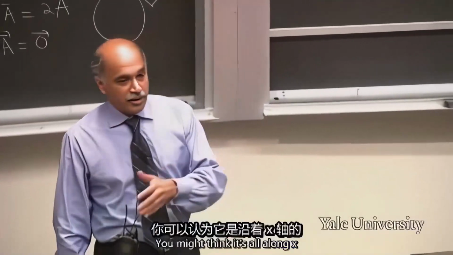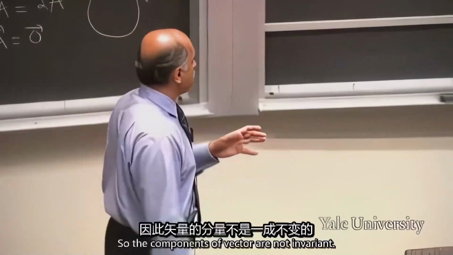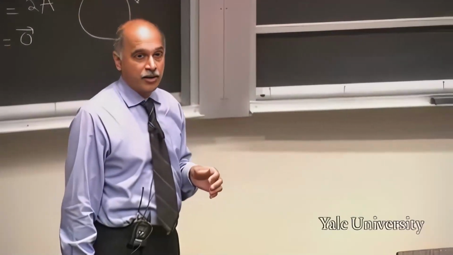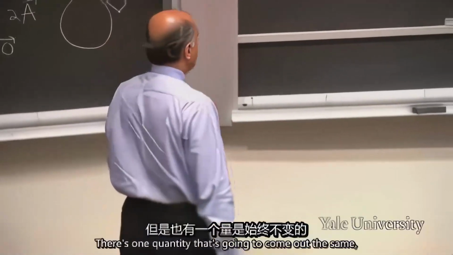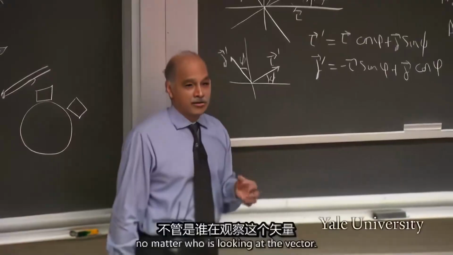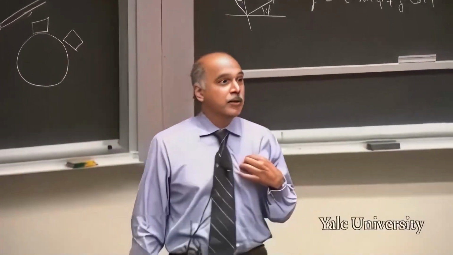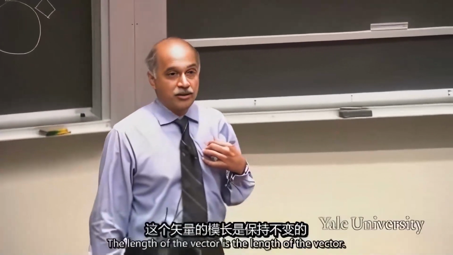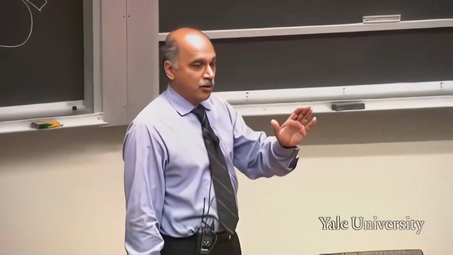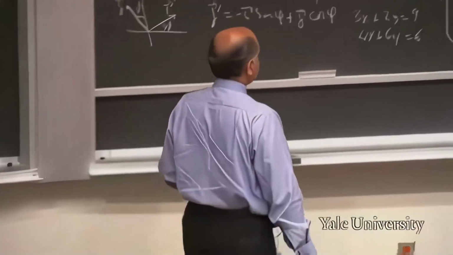You might think it's all along x, and somebody can tell me it's all along my new y-axis. So the components of the vector are not invariant. They depend on who is looking at the vector. But there's one quantity that's going to come out the same no matter who is looking at the vector. Anybody have a guess? Yes? The length of the vector is the length of the vector. Perhaps it's clear to you that no matter how your axes are oriented, when you ask how long is this arrow, you're going to get the same answer.